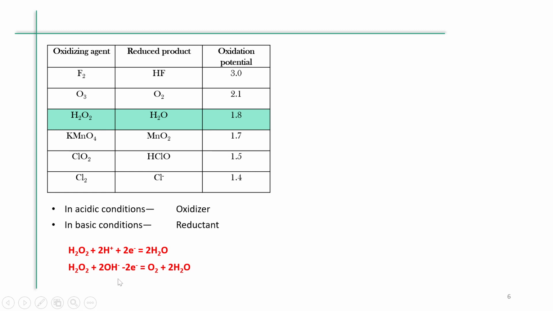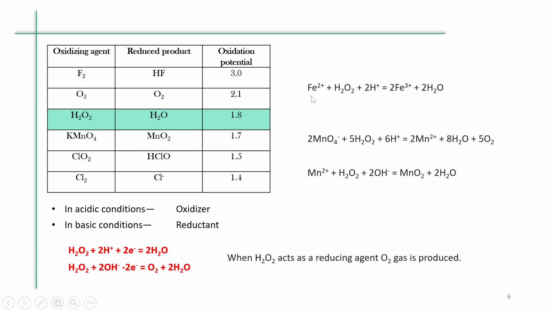But in basic condition, it will emit these two electrons, and oxygen will be evolved as well as water as products. So when H2O2 acts as a reducing agent, oxygen gas is produced. Now from these equations you can see that for some metal ions, H2O2 is a very excellent oxidizing agent in the presence of a proton source. For example here, ferrous salt will be converted to ferric salt. This is oxidized, and H2O2 itself is reduced to H2O.